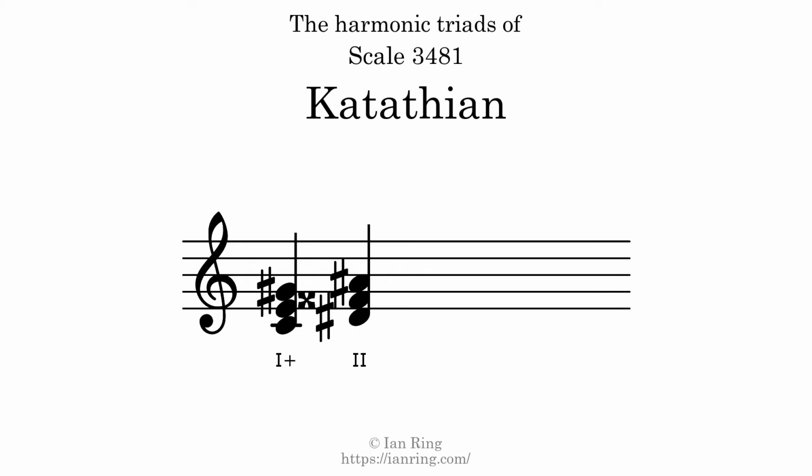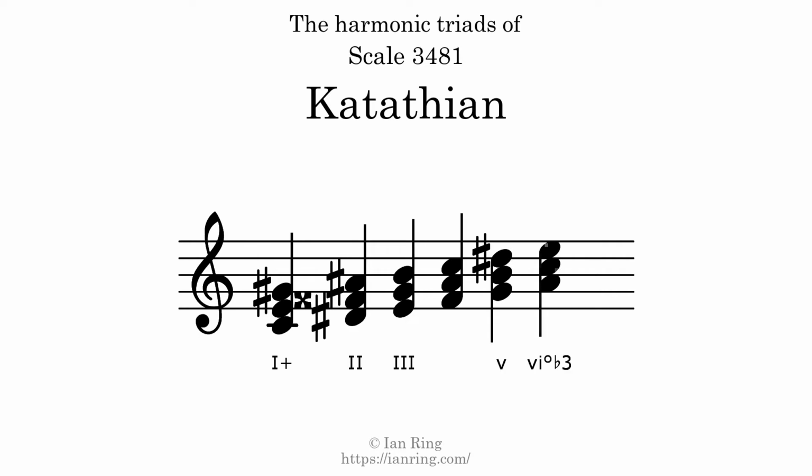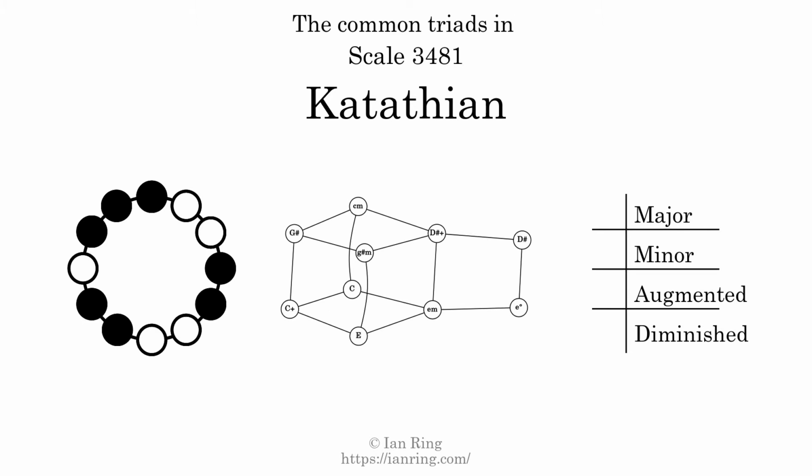Augmented, major, major, unnamed, minor, diminished flat 3, augmented. Here are the common triads present in this scale. The diagram in the center is a graph of parsimonious voice leading between triads. There are 4 major triads. There are 3 minor triads. There are 2 augmented triads. There is 1 diminished triad. Here is a Hamiltonian path of parsimonious voice leading that uses all the triads.